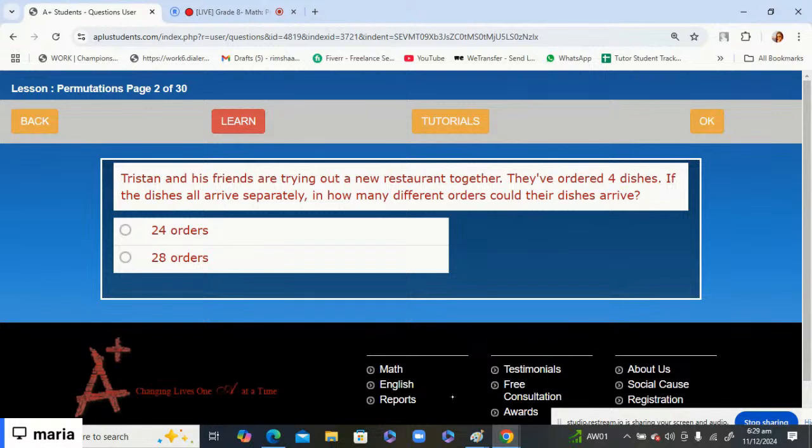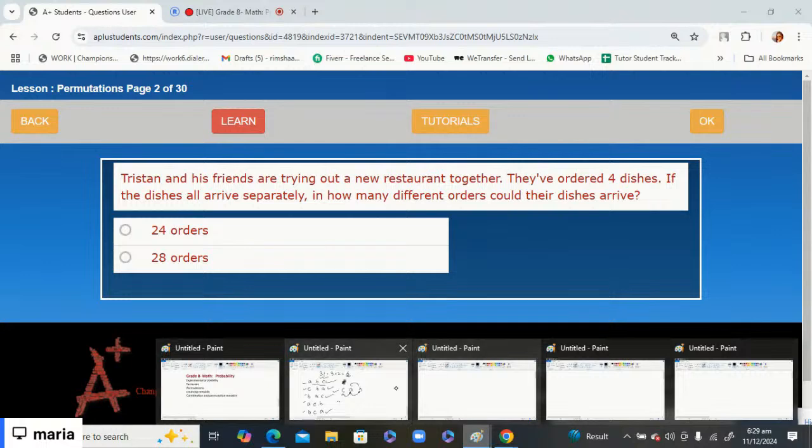Tristan and his friend are trying out a new restaurant together. They have ordered 4 dishes. How many dishes did they order? 4. If the dishes all arrive separately, in how many different orders could the dishes arrive? 4 factorial.